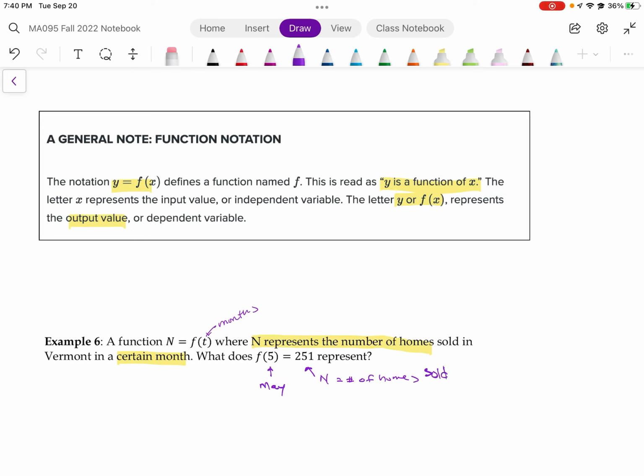All right, so it represents, so in May, month 5, 251 homes were sold.